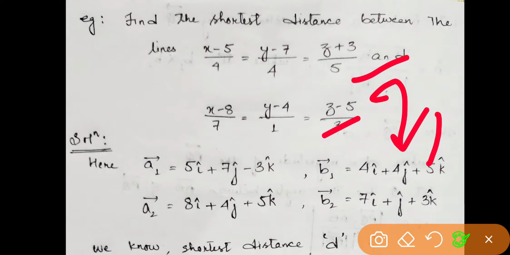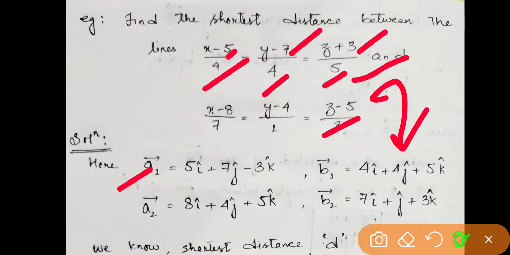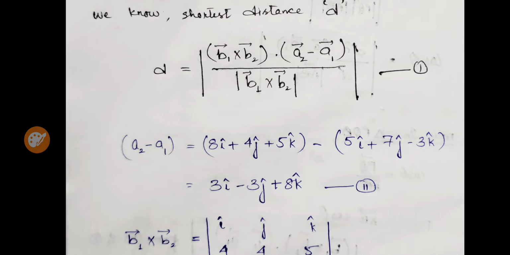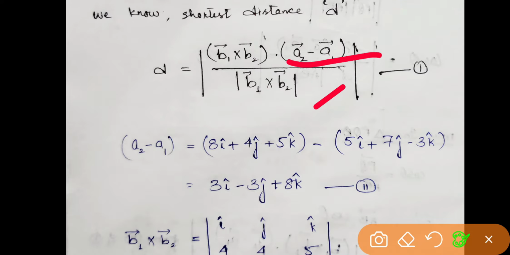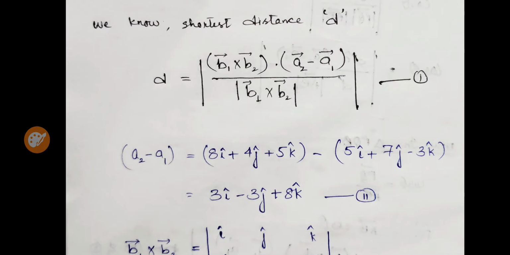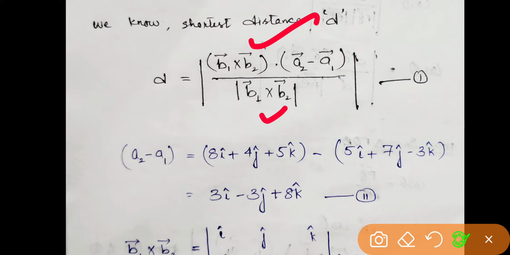Okay, now see, from this I can write my a vector and b vector, right? See, a1 will be 5i cap plus 7j cap minus 3k cap, everyone knows, and then b vector will be 4i cap plus 4j cap plus 5k cap. Similarly I will write a2 vector and b2 vector, right? So now we know the shortest distance formula is this. So I need to find a2 minus a1, the easiest one I'll find first. So I have written a2 here, a1 here, subtracted, I got this.